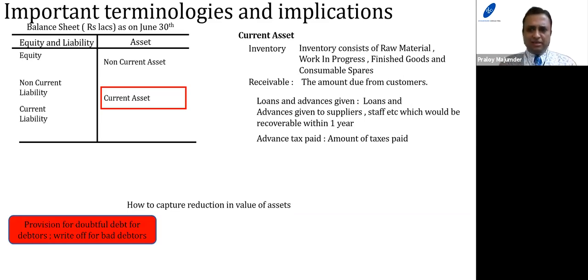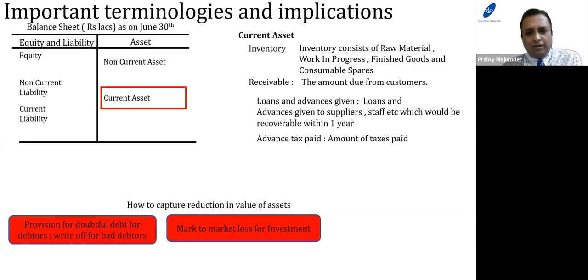A slight deviation: recently there was a lot of hue and cry about the written off loan to Vijay Mallya. In that case, the bank has written off the loan. If it has written off the loan, it means it is reduced from the asset. Now, if it is reduced, it does not mean that it will not pursue legal action. So write-off always happens for bad debt. Doubtful debt would be provided for. So provision for bad debt never happens; it's a write-off of the bad debt.